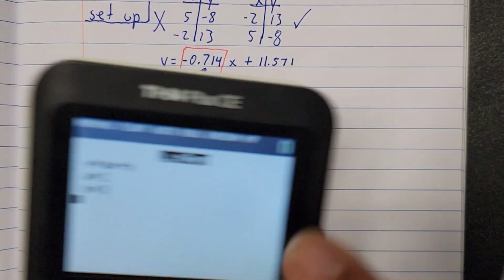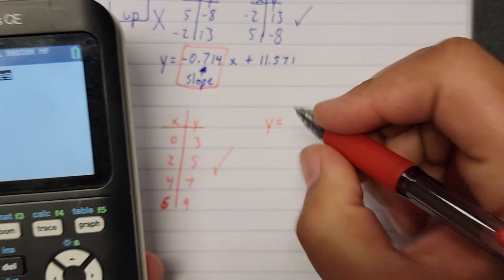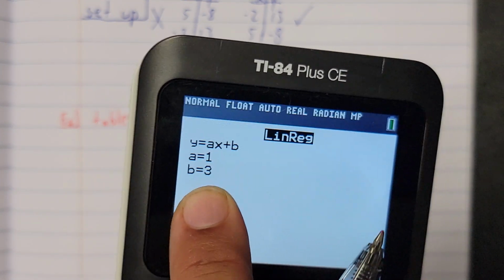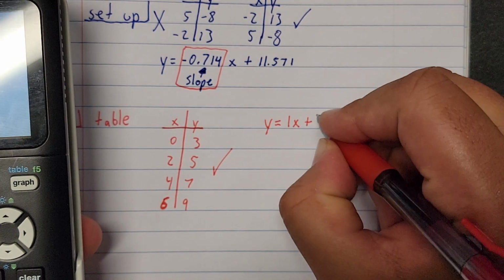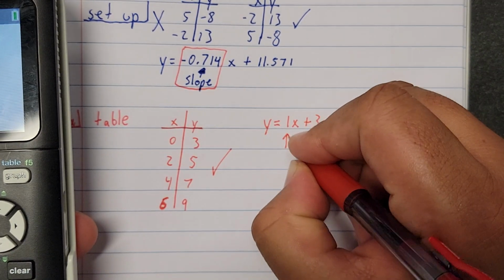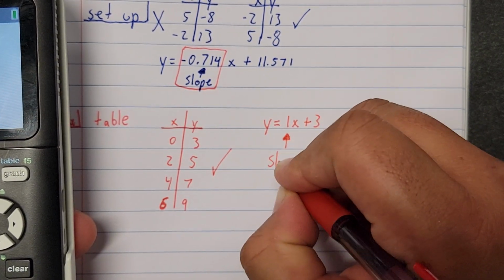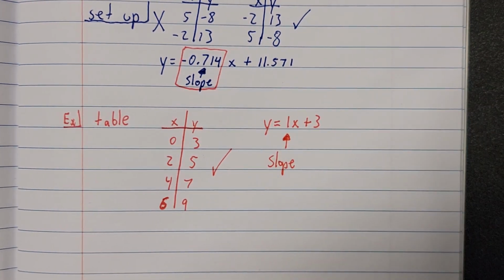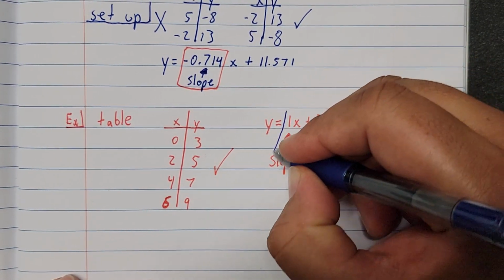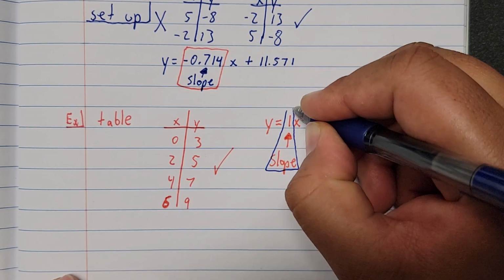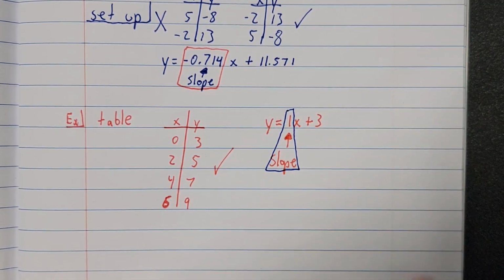Y equals, and the A is going to be 1, 1x, then plus 3 where the B is. So this is my slope. My slope is going to be 1. Just the 1, guys, not the x, just the 1. The slope is the number 1.